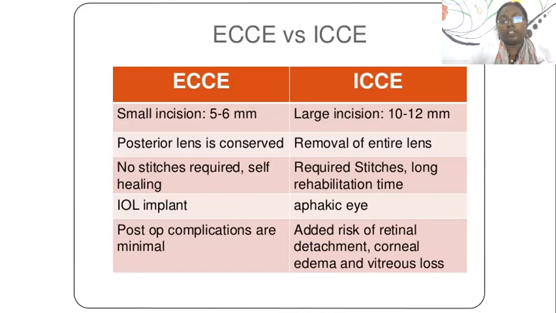So, the difference between ECCE and ICCE. In ECCE the incision is around 5 to 6 mm, whereas in ICCE it is 10 to 12 mm. In ECCE the posterior lens capsule is conserved. In ICCE the lens is removed along with the capsule. Stitches are required in both cases. An IOL is implanted in ECCE, whereas in ICCE the eye is left aphakic. Post-operative complications are minimal in ECCE when compared to ICCE.